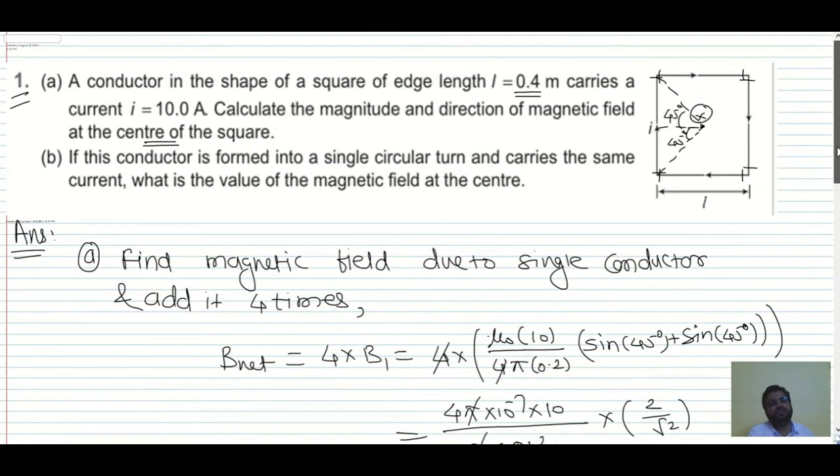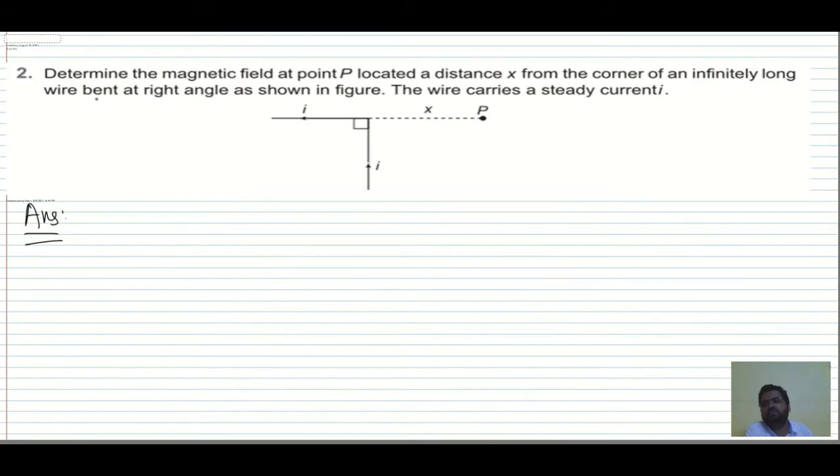Now the next one. Determine the magnetic field at the point P. So at this point we want the magnetic field located at a distance of x from the corner of an infinitely long wire bent at the right angle. The wire carries a steady current I.